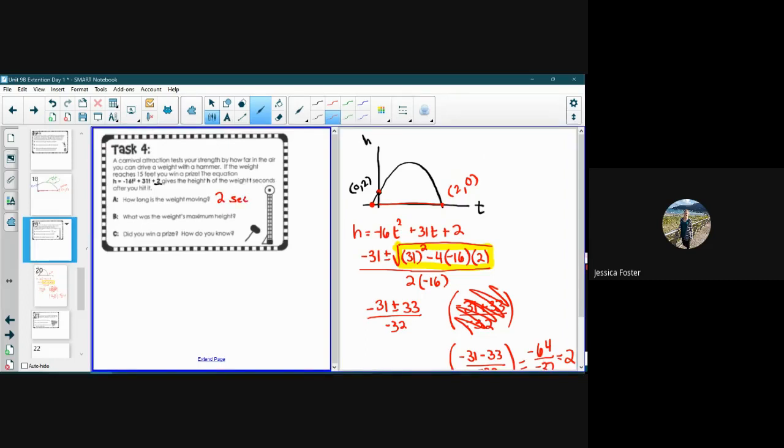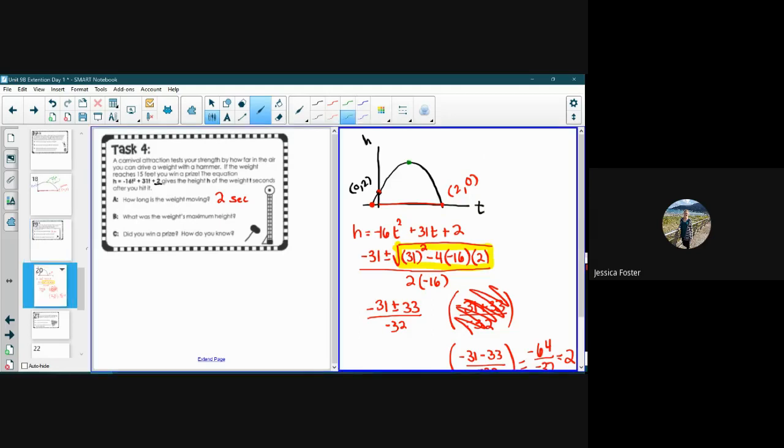What was the weight's maximum height? So to find my maximum height, I need to find the vertex. So I'm looking at x equals negative b divided by 2a. So I've got negative 31 divided by 2 times negative 16. I'm going to type this one into my calculator, negative 31 divided by 2 times negative 16.